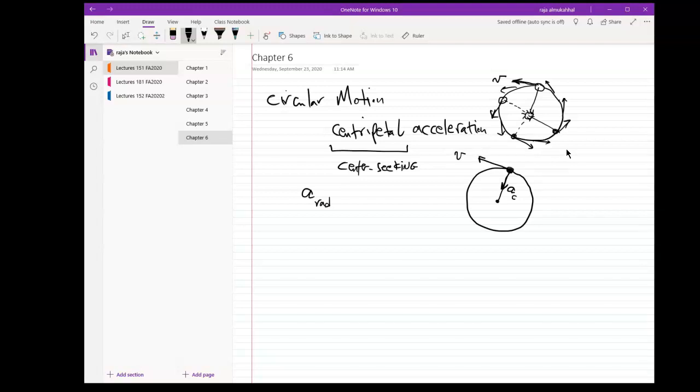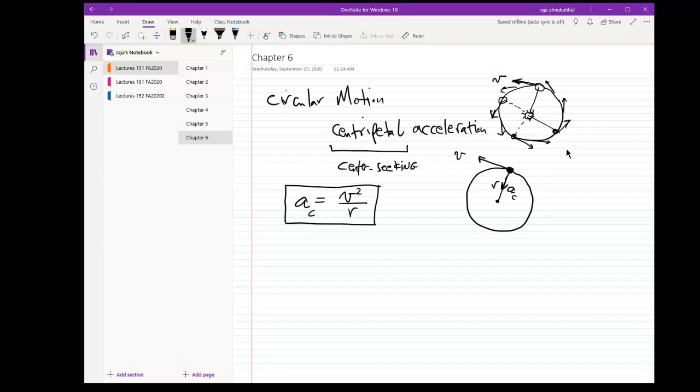And the way they are related to each other is that the centripetal acceleration is equal to v squared over the radius. Assume that this is the radius of the orbit. This is a very important formula. So the centripetal acceleration is v squared over the radius of the orbit.